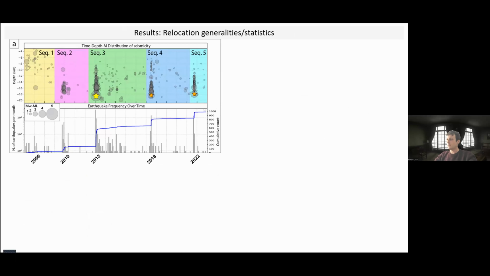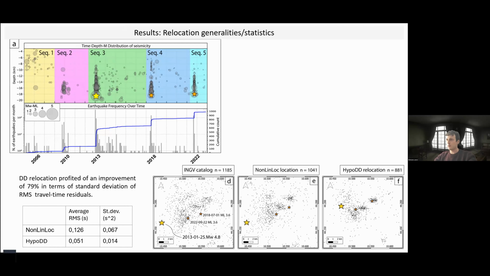So we analyzed 5 sequences. Here they are shown in the time series, each corresponding to individual clusters. The major ones occurred in 2013, 18, and 22 with a similar earthquake depth range. Here our catalog can be compared with the original INGV one. We can observe that after the HypoDD clustering improved a lot, also with a significant statistical improvement of the location. So we use this catalog for further analysis.